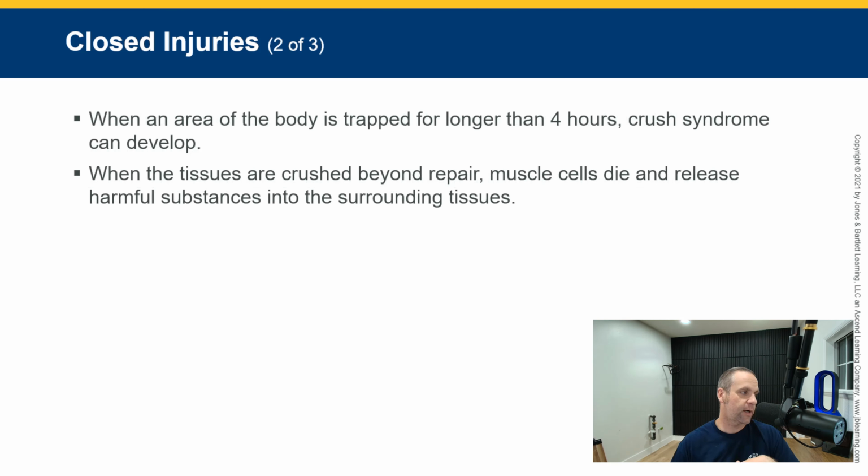Now, let's move into crush syndrome. Crush syndrome is a systemic problem that can develop after prolonged entrapment, especially when a body part has been compressed for more than 4 hours and blood flow has been compromised. In a severe crush injury, those muscle cells die and release harmful substances into the surrounding tissues. While the limb remains trapped, some of those byproducts stay localized. Once the pressure is removed and circulation returns, those substances can suddenly enter the bloodstream and create life-threatening complications like cardiac arrest or renal failure.